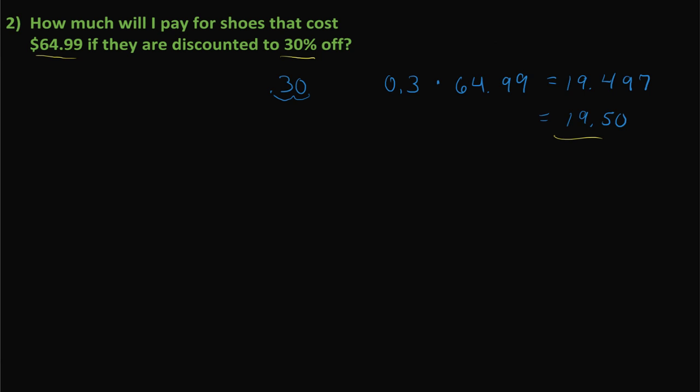Or if we use our shortcut from last time, again, all you're doing is thinking about the problem a little bit differently. So instead of thinking, all right, what is 30% of this? Take that off the price. You could reword this problem to what is 70% of the cost.